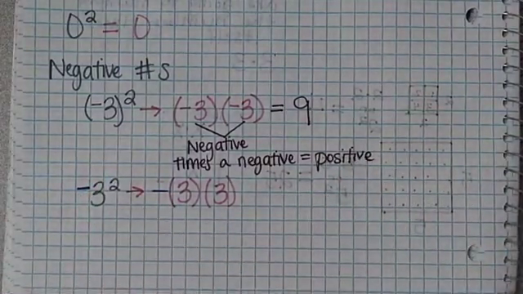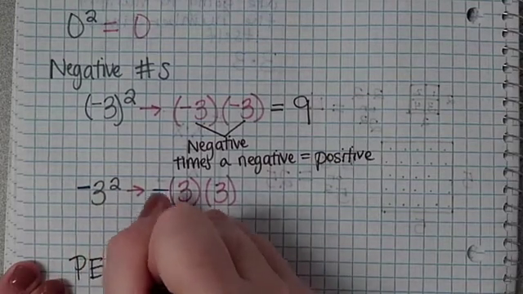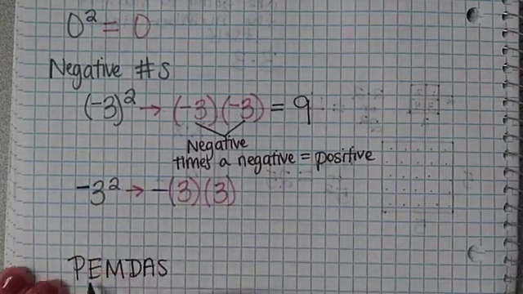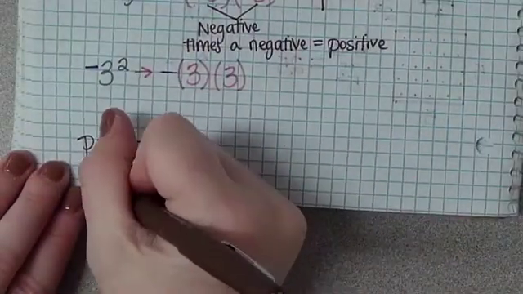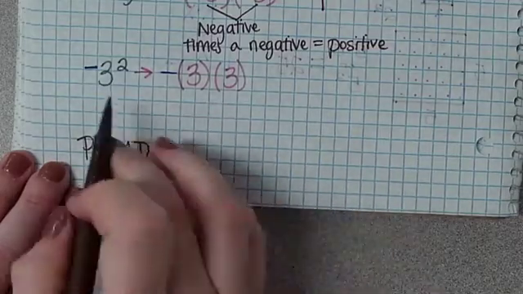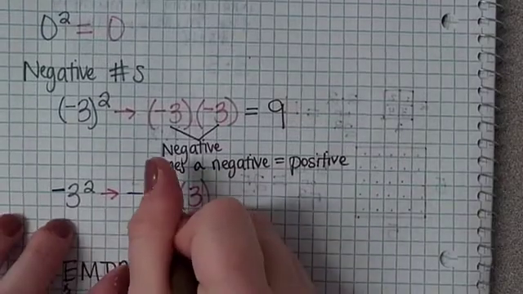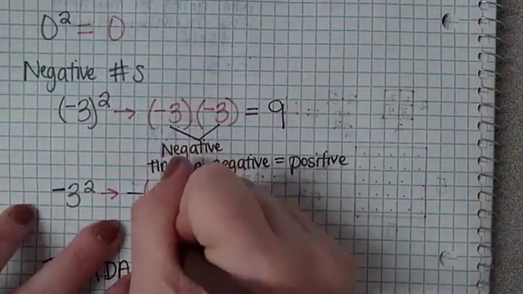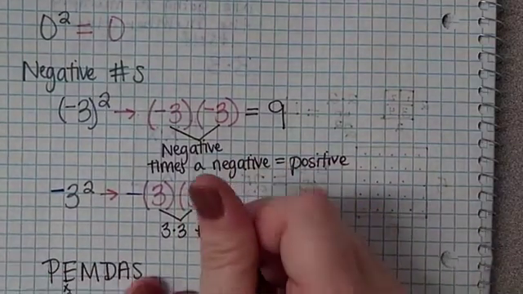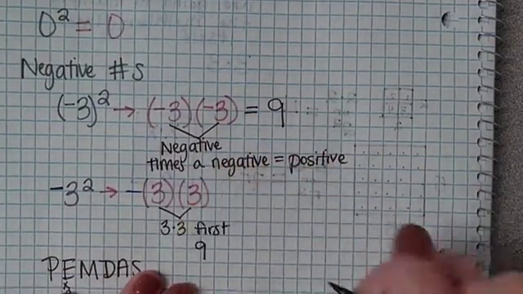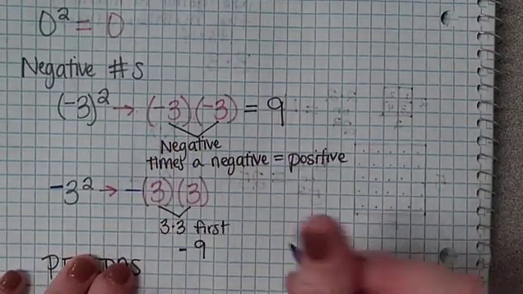This one, and it's also order of operations. If you think about PEMDAS, the E is exponent. So you have to do the exponent first and then multiply. So we have to do 3 times 3 first. 3 times 3 is 9. And then multiply by the negative.